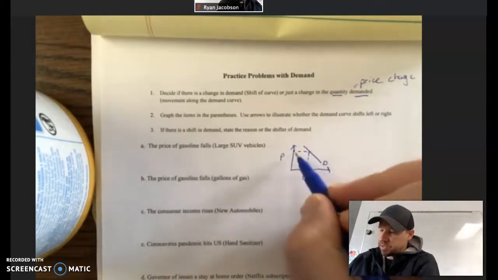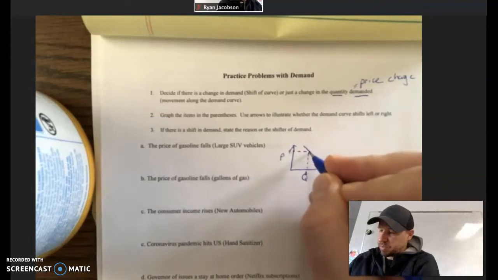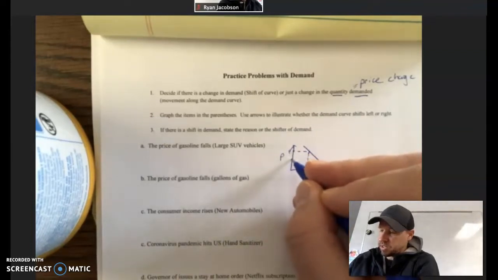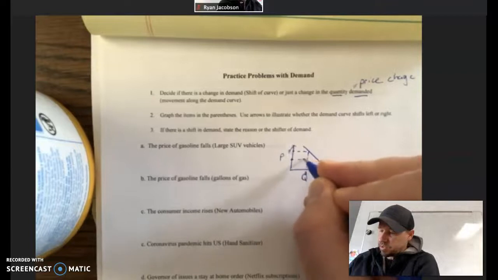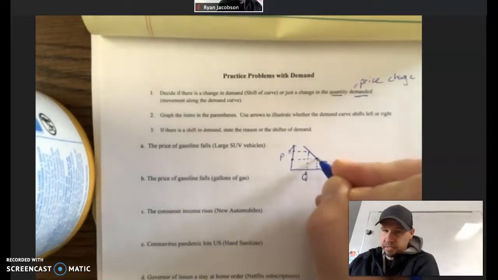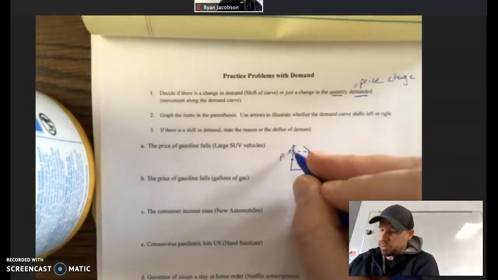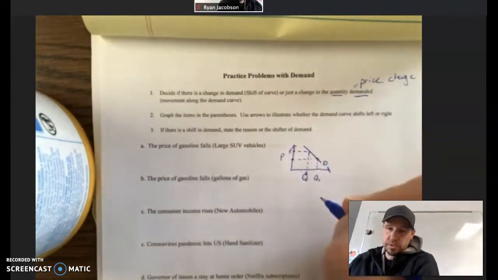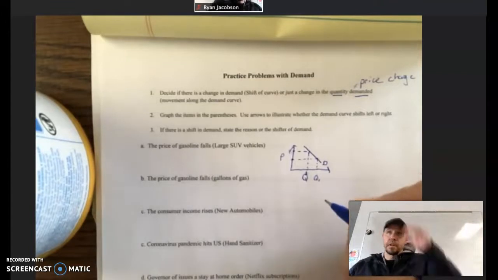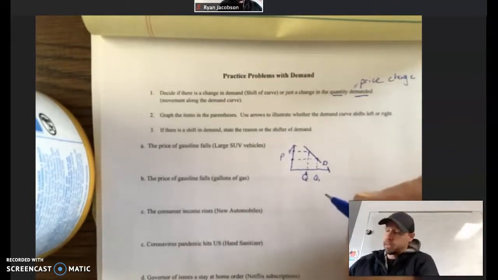So just for instance, if we had this price here, price 1, Q1, and we were to see a price decrease, you can see that you're going to go over, hit that relationship, and you're going to see an actual increase in quantity. That makes sense. Prices fall, consumers are going to demand a higher quantity, a higher number.